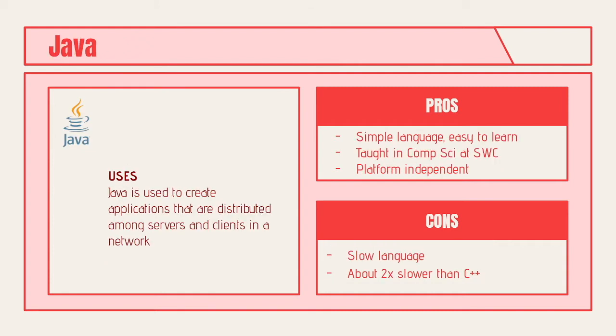And this is Java. This is used to create many applications, and it's usually for servers and clients in a network. The pros are that it's easy to learn, and we teach it at ComSci, as well as being platform independent. Some of the cons are that it's a slow language, and that's really about it, other than people hating on it.